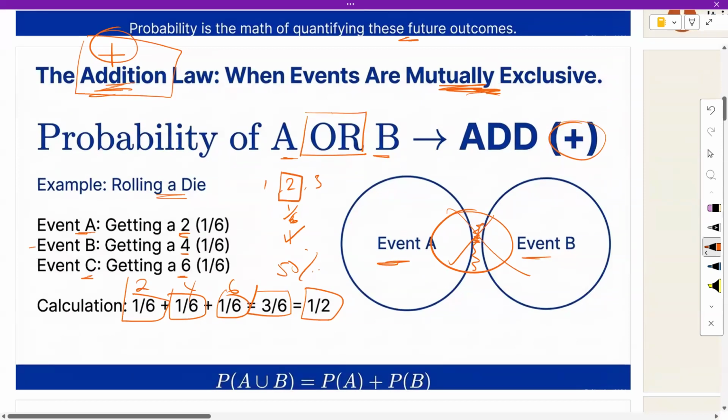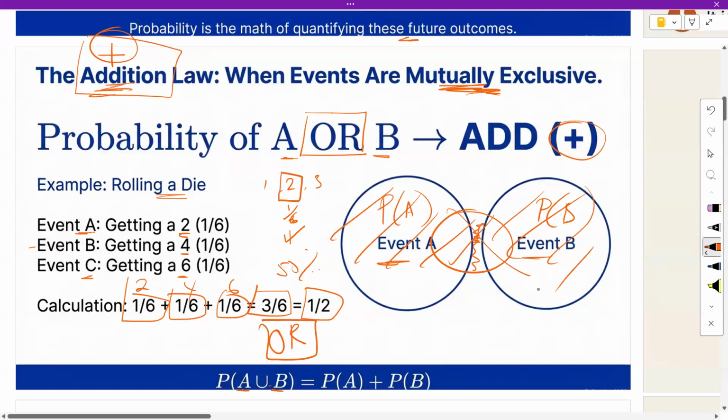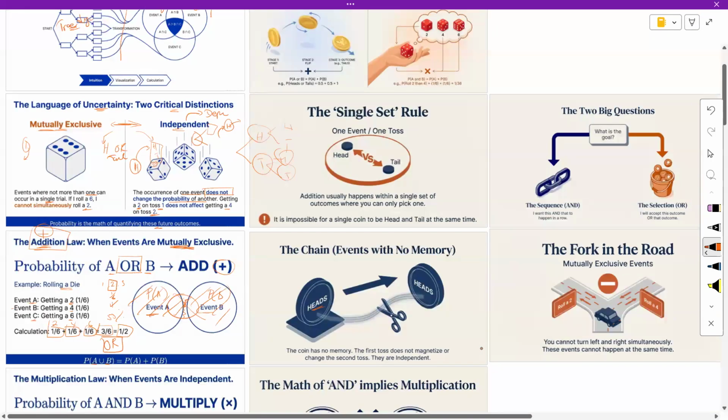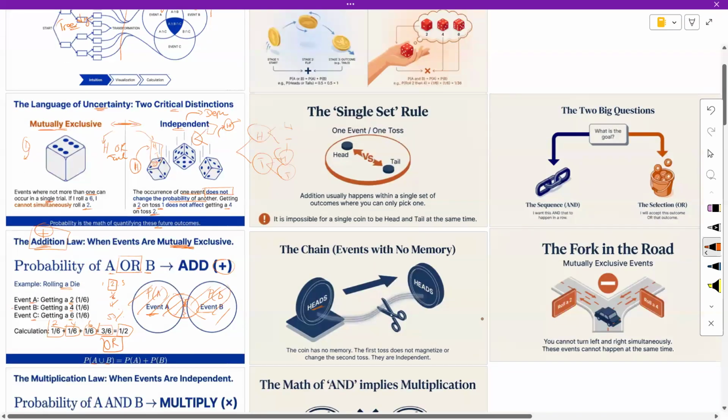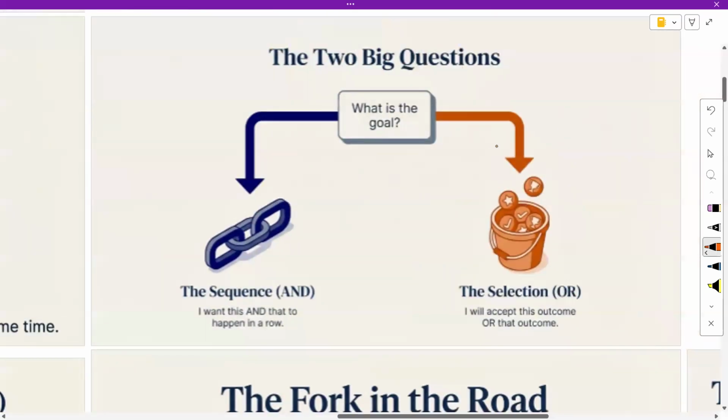The law here: when we apply the addition law, probability of A union B. When we apply "or", the term "or", probability of A union B equals probability of A plus probability of B. Right.